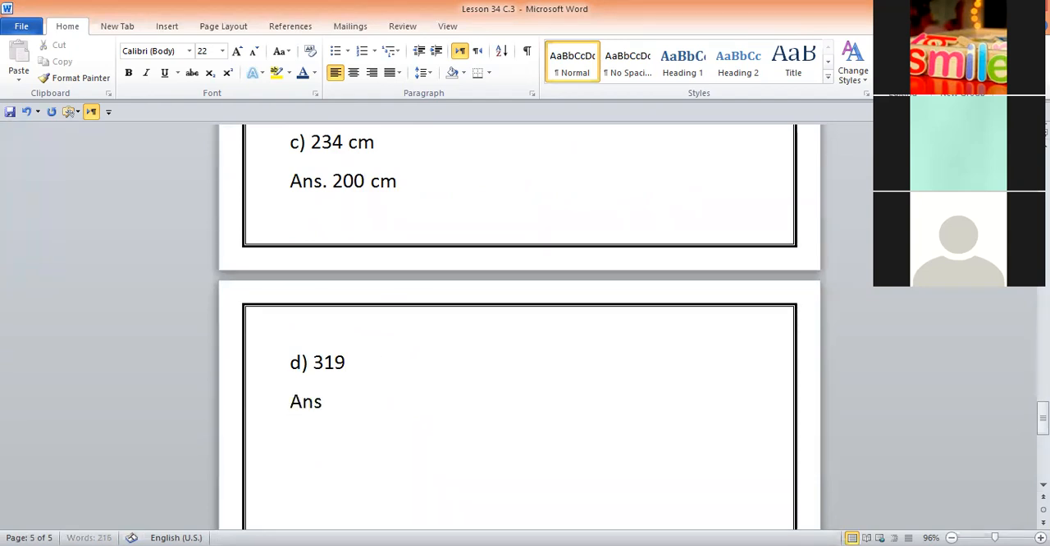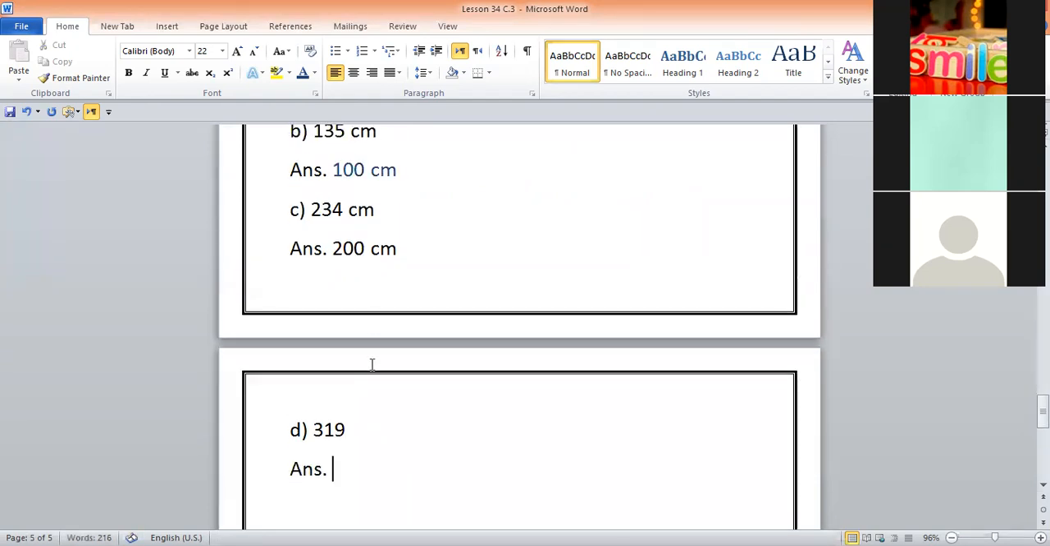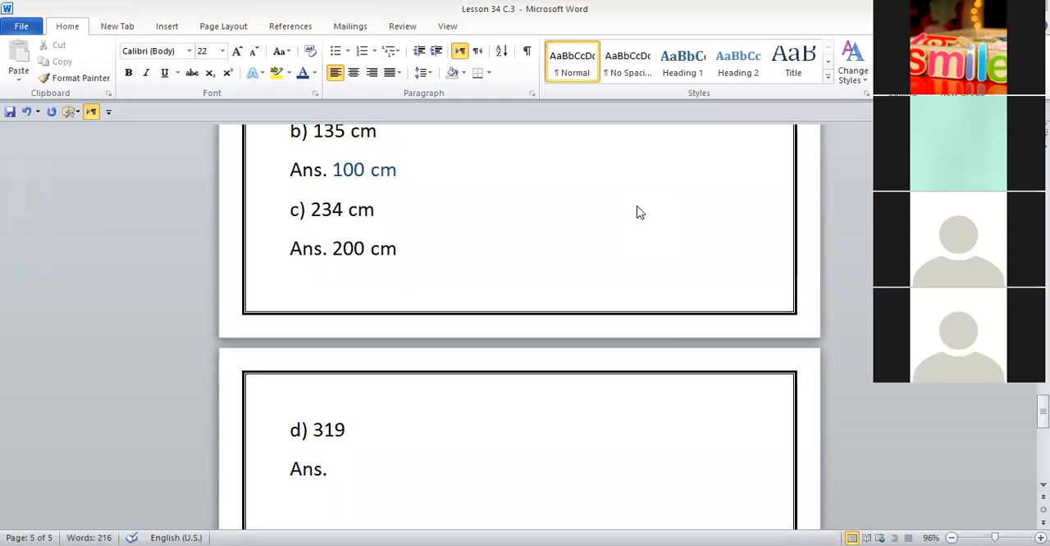319. Same with the other technique also, guys. 19 is less than 50, so you don't need to add 1. 319. I'm going to open your mic. Yes, guys. Answer. Round it to the nearest 100. 300 centimeters. Very good. 300 centimeter. Why 300 centimeter? Because 1 is less than 5, so you don't need to add 1 in the hundreds. 3 will be the same, and the last 2 digits will be 0. So it is 300 centimeter.